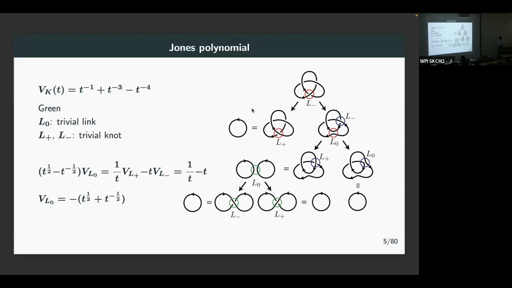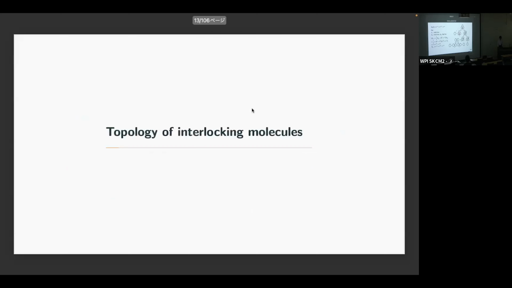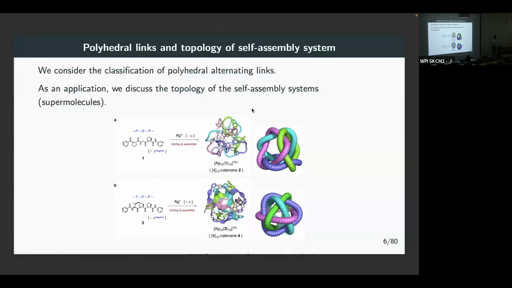Okay, so that was a very short introduction to knot theory. And today I'd like to discuss the application of knot theory to some real problems. The first one is considering the topology of interlocking molecules. So here, we would like to consider the topology as in this picture. These are made by self-assembly. This is an example of a supermolecule, and sometimes it's called a self-assembly system.